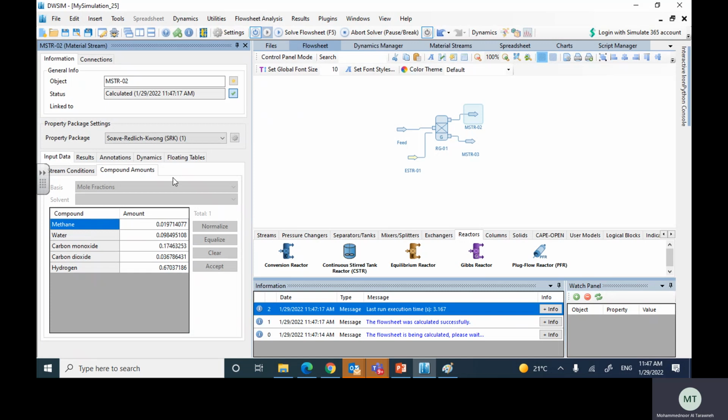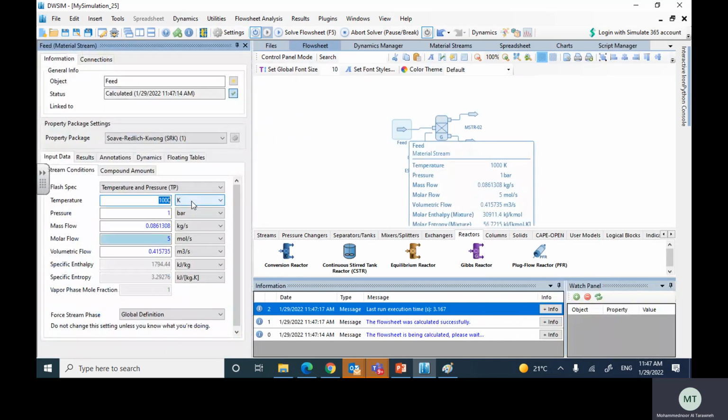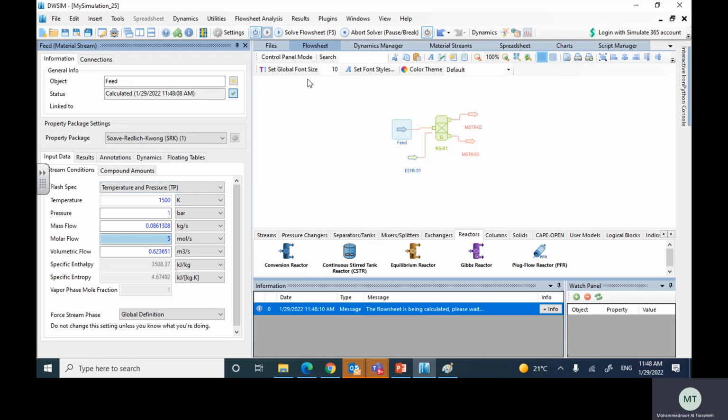Now, sometimes we wish to see the effect of the temperature on these compositions. So we can change the temperature. Let's increase the temperature. If we increase the temperature, we would assume that the likelihood of the formation of carbon dioxide should increase because it's the final combustion product. Let's change the temperature to 1500. And the calculations are done automatically. So let's wait for a few seconds.